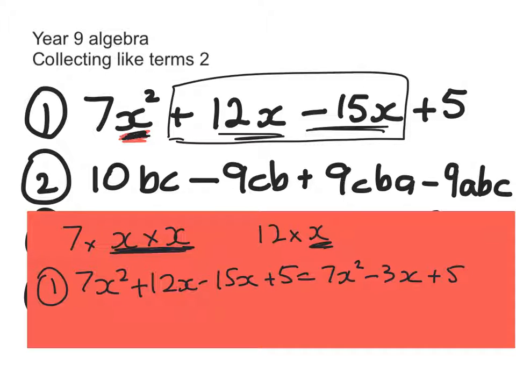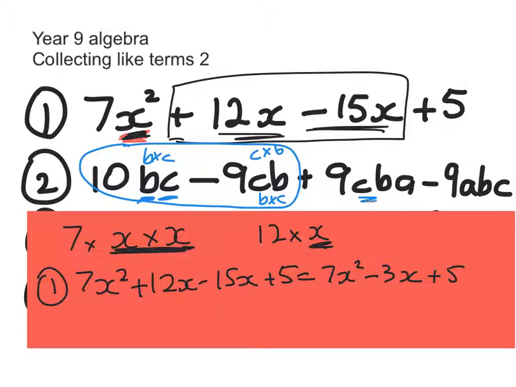Okay, let's take a look at the second one, which is a little bit different. So in here I've got 10 lots of b times c. But we know that the order of multiplication doesn't matter. So in the next term I'm taking away 9 lots of c times b. But that's exactly the same as 9 lots of b times c. So I can put these two together.